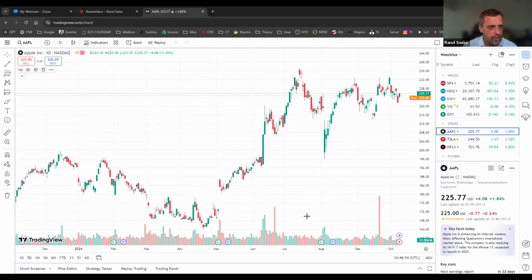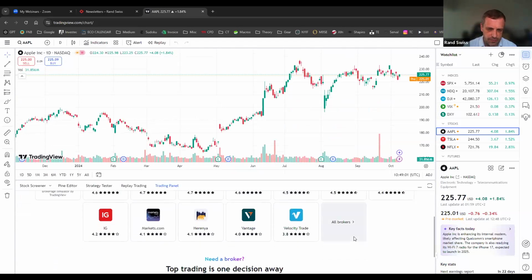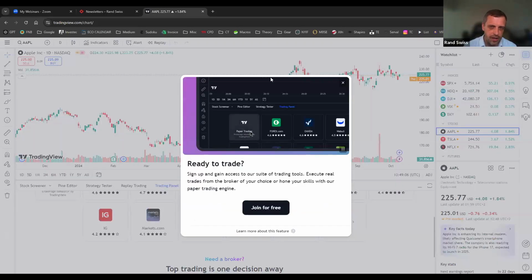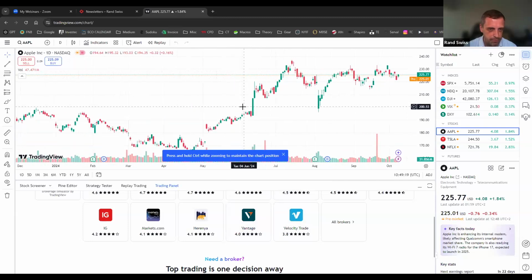Very simple. When you're on the TradingView chart, at the bottom you see trading panel. You open trading panel, then you just have to find the broker, Velocity Trade. Okay, I'm not logged in, so I can't show you at the moment, but as soon as you click on Velocity Trade, they will bring up a login window. You just put in your login details for Velocity Trade, click connect, and boom, you're in the account and you will be able to place trades from TradingView without having to go to Velocity Trade. And that's that.